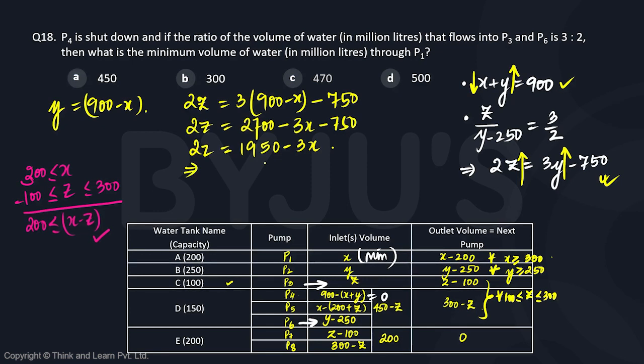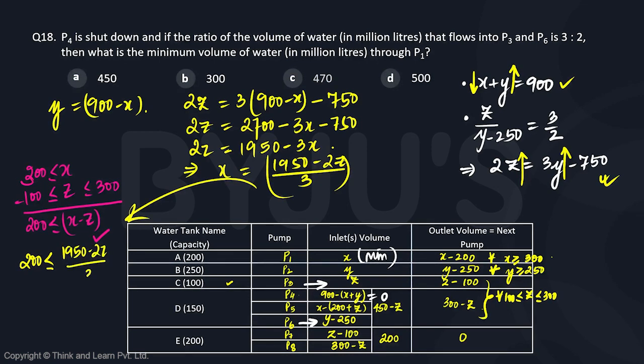let's keep the inequality. From here we can write x is equal to (1950 minus 2z) divided by 3. Let's put this over here. When we put it over here, we will have 200 is less than or equal to (1950 minus 2z) upon 3 minus z. This is going to give us 600 is less than or equal to 1950 minus 5z, or z is going to be less than or equal to (1950 minus 600) upon 5, which is 1350 upon 5, which is going to give us 270. So z is going to be 270 or less.